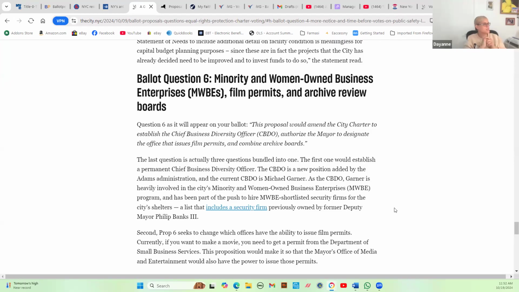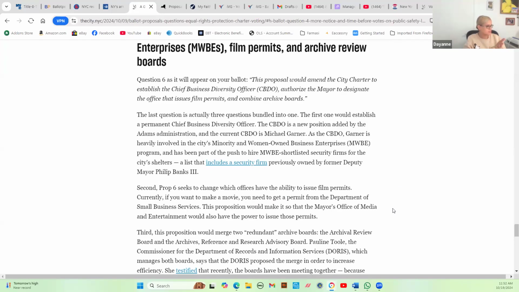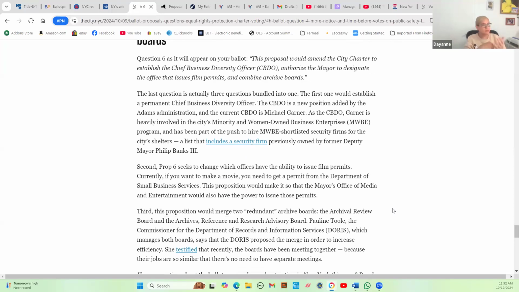A list that includes a security firm previously owned by former Deputy Mayor Philip Banks III. Proposition seeks to change which offices have the ability to issue film permits. Currently, if you want to make a movie, you need to get a permit from the Department of Small Business Services. This proposition would make it so that the Mayor's Office of Media and Entertainment would also have the power to issue those permits.